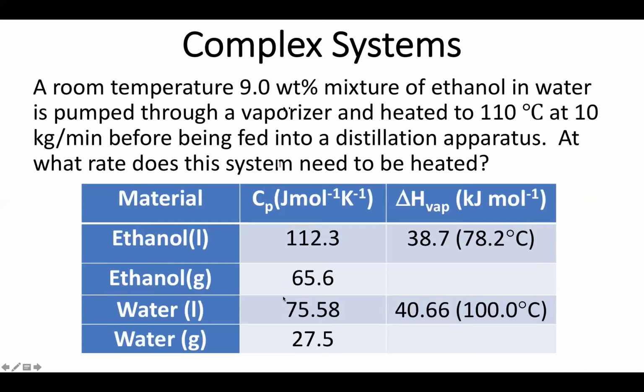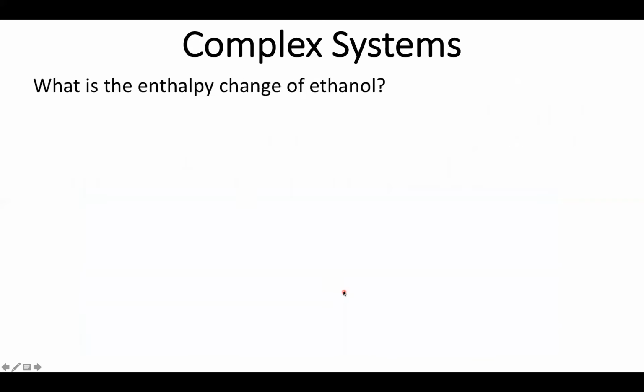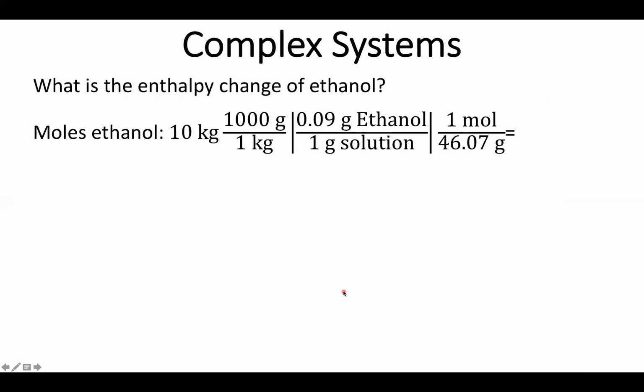So let's go ahead and focus in on this ethanol part. If I'm trying to figure out what the change in the enthalpy of the ethanol is, the first thing I'm going to need to do is figure out how much ethanol I have. So I have 10 kilograms of solution and a 9% ethanol solution, again, by mass. So when I do this, it turns out I get about 20 moles of ethanol.